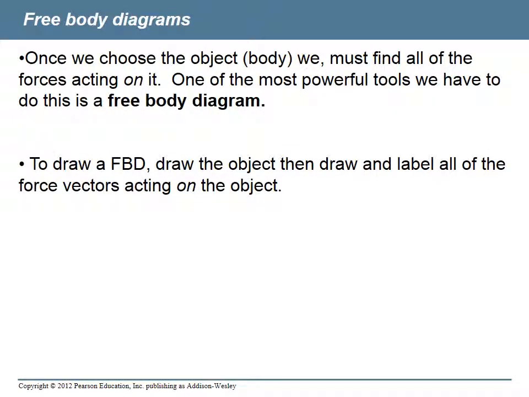So once we choose the object or the body, we must find all of the forces that act on it. One of the most powerful tools we have is the free body diagram, which we've seen a couple of already. To draw a free body diagram, we draw the object. Don't make a very detailed sketch of it, just a box or something works just as well. Then we draw and label all the force vectors that act on the object, everything that acts.